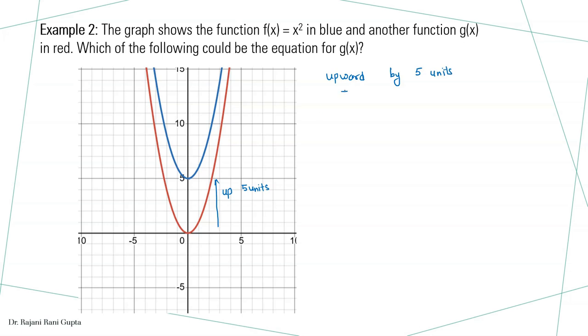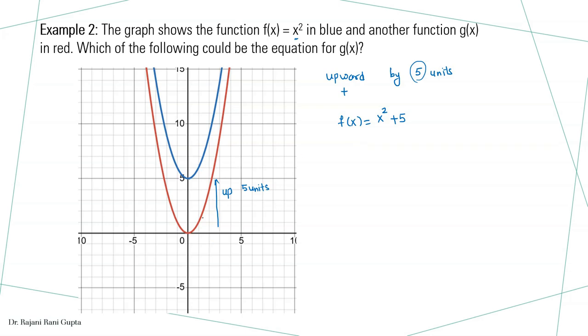So for up, what will you do? You will write plus. So your function will become the new function. This is x square, and since it's upward, plus by which number? 5. So here it doesn't matter the value, whether it's plus or minus, you write it in this way. Okay, so this is the transformation.